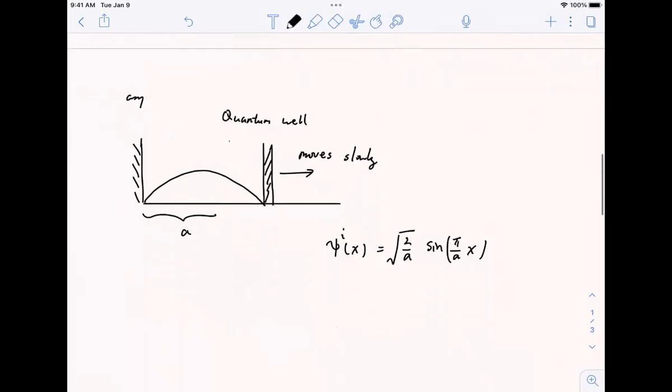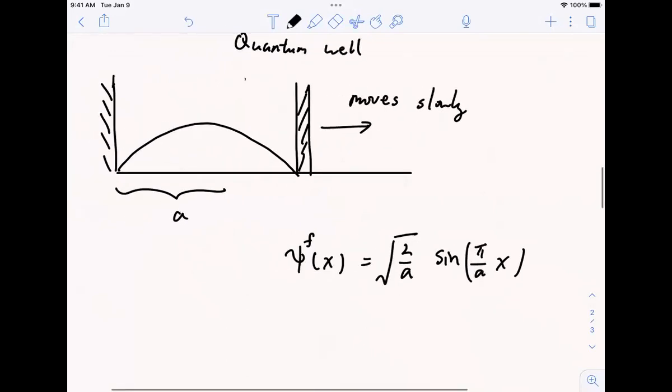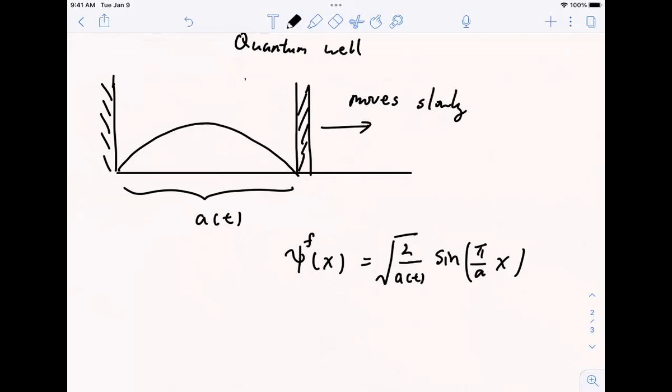At every instant, the final state will depend on this a, and a will be a function of t. It's moving very slowly. So then you just have a as a function of t, and the wave function is also a function of t.